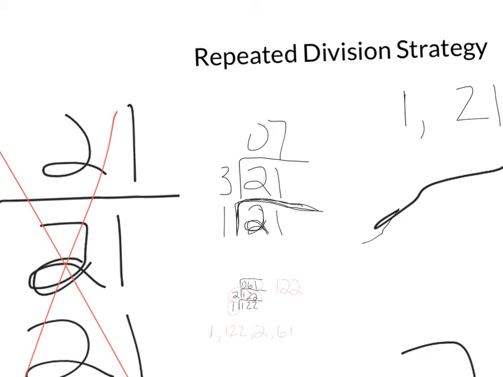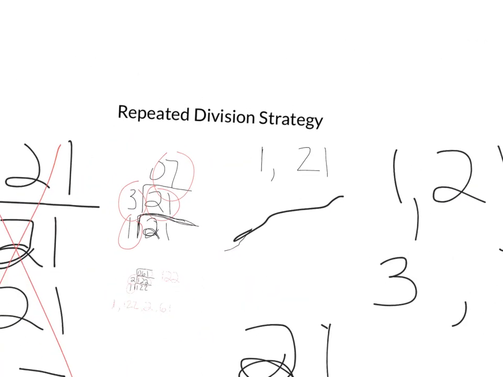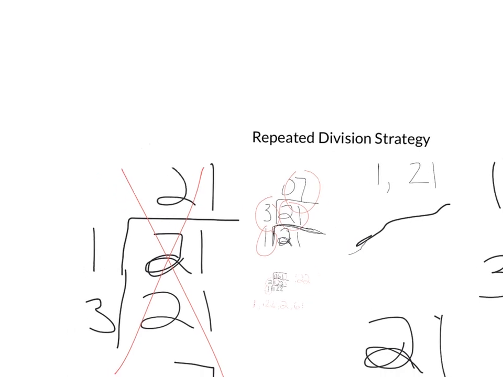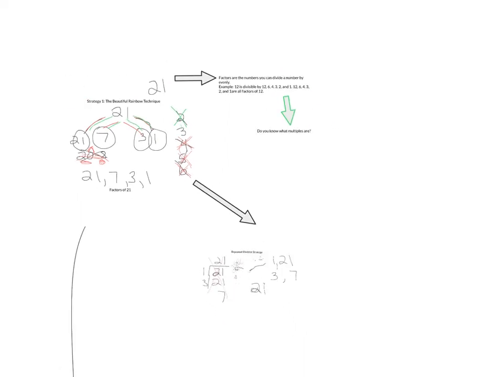So 21 divided by 1, both of these are factors. I got 21, then I take 3 and I divided it into 21 and I got 7. So the factors of 21 are 1, 21, 3, and 7. All right, and I could list those too because that's actually what they are. So now I have 2 strategies, repeated division, and I also have the beautiful rainbow, and I have this little kind of map of all of my thinking. I'm going to stop right there.